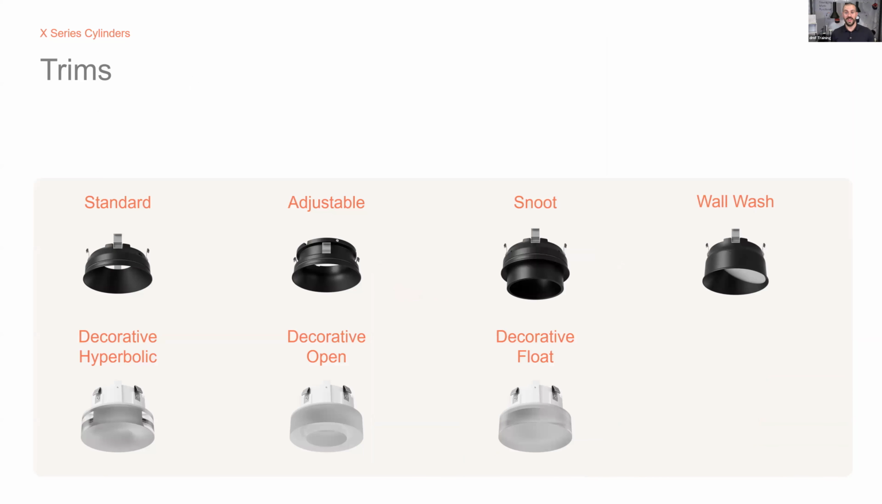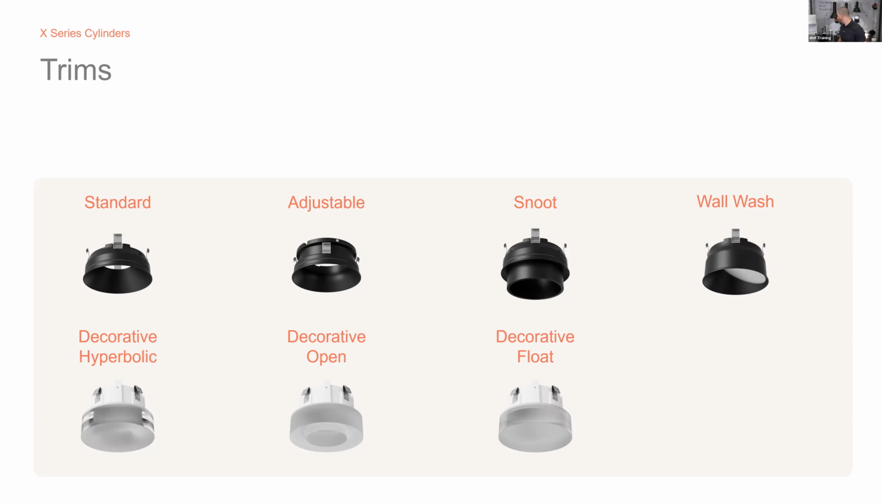The trims that we do have available for the X series cylinders, we have a standard as well as an adjustable. So the adjustable trim is just going to give you the right amount of space to have your module within there. So it has that adjustable module in the front, which you can then rotate throughout the trim. So they're both standard trim styles, just one for a downlight and one for an adjustable. We do have a snoot option here as well, along with that wall wash. And then we have 3 different decorative trims in this case.